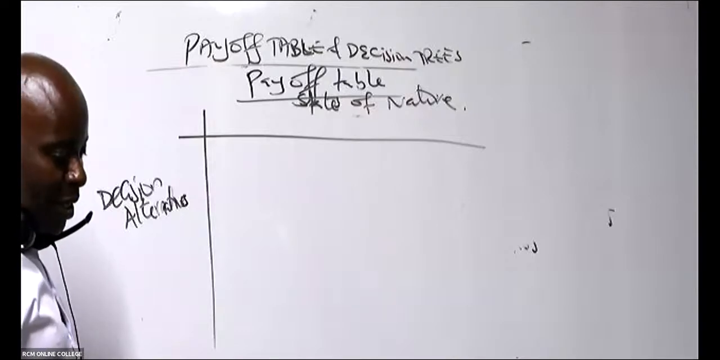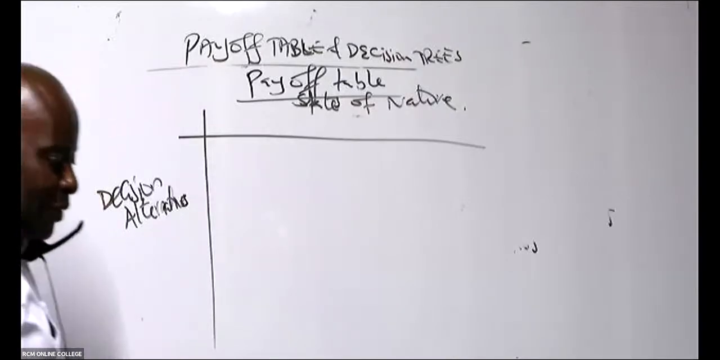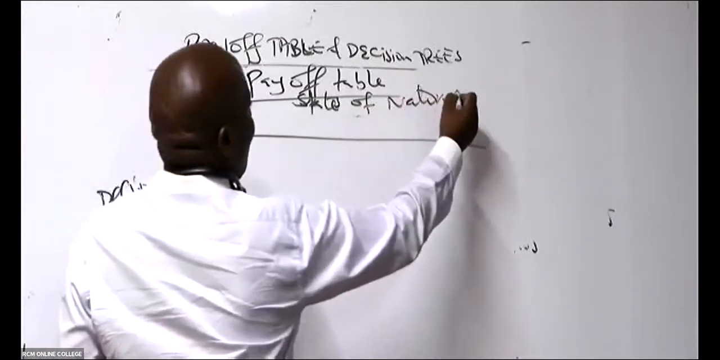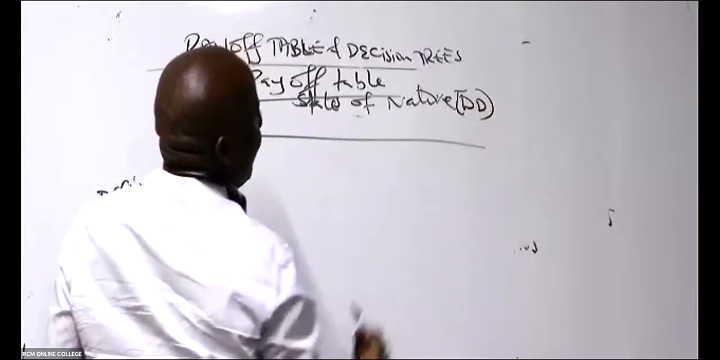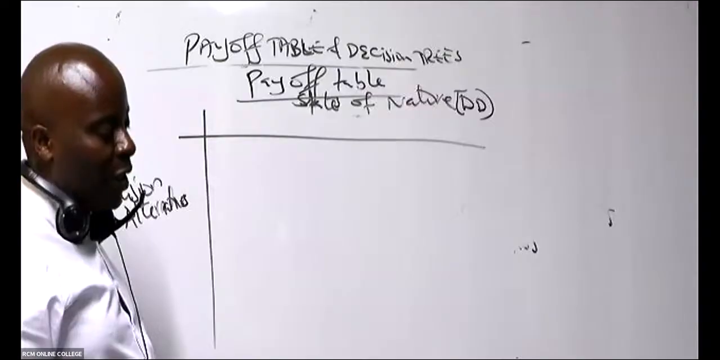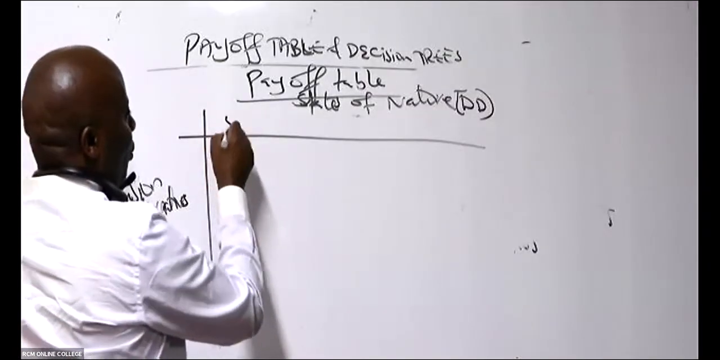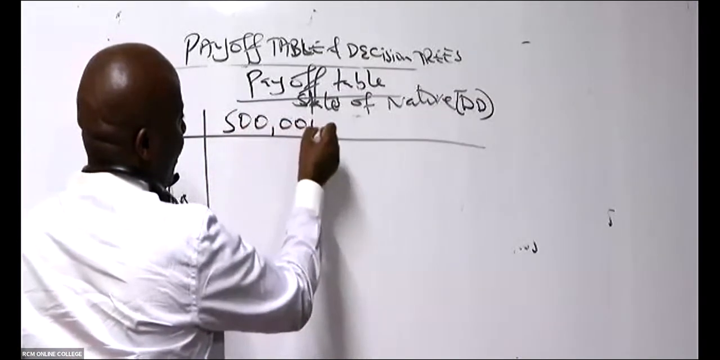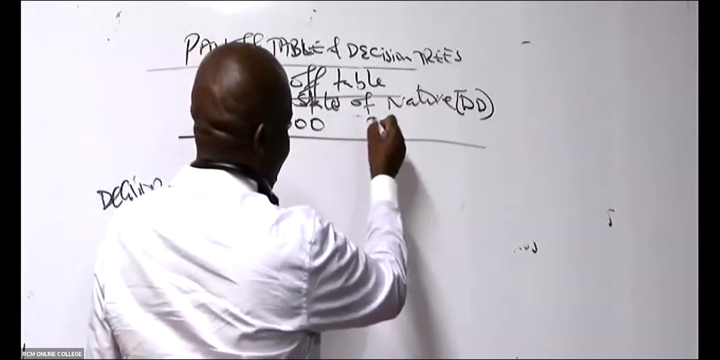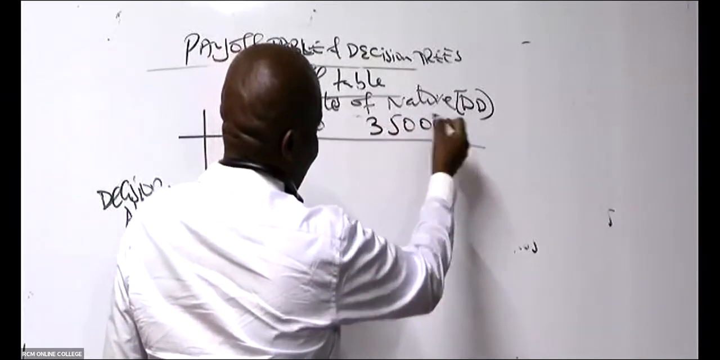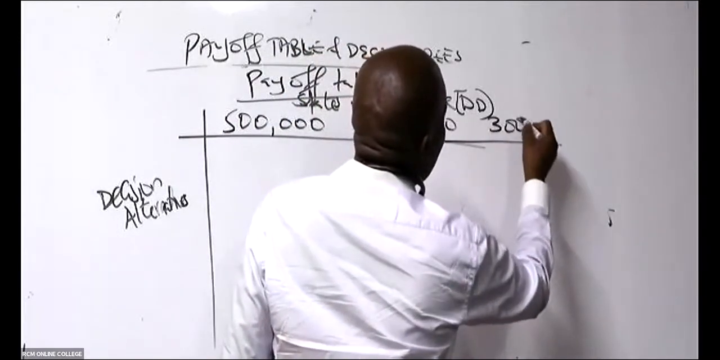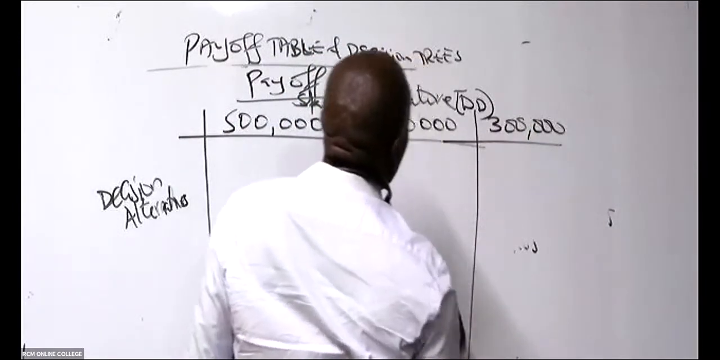So we have three decision alternatives. First of all, the states of nature are probabilistic. What you are seeing there being demanded, which is probabilistic, are our states of nature. So there are three of them. In this case, there is a demand of how many units? 500,000. 350,000. They are probabilistic. And then lastly, what do we have there? 300,000. So the demanded units are probabilistic.